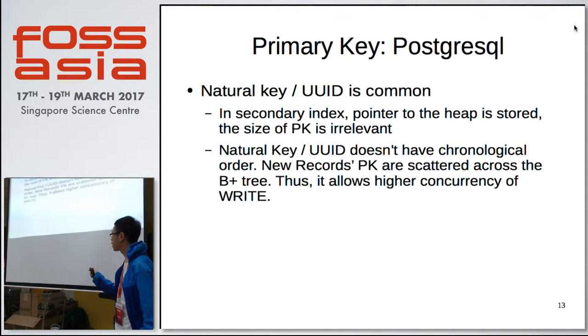Next, in PostgreSQL, the secondary indexes are not storing the primary key. Instead, they store just the location in the heap area. It means that no matter whether your primary key is an integer or a natural key, for example, Alexander the Great, it does not matter. This is not related to the size of the secondary index.